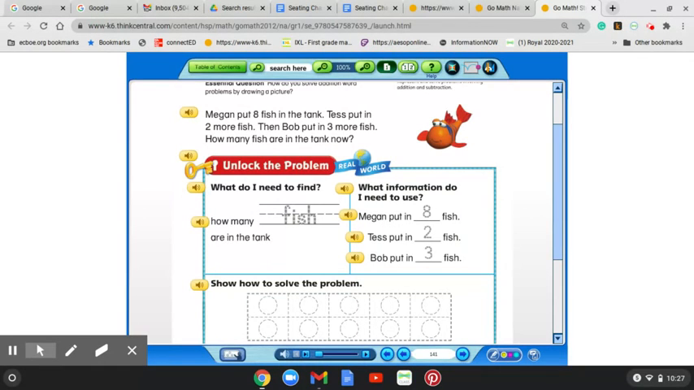Megan put 8 fish in the tank. Tess put in 2 more fish. Then Bob put in 3 more fish. How many fish are in the tank now?